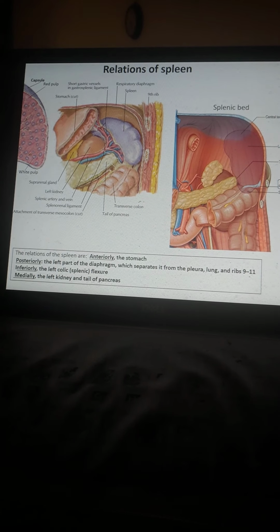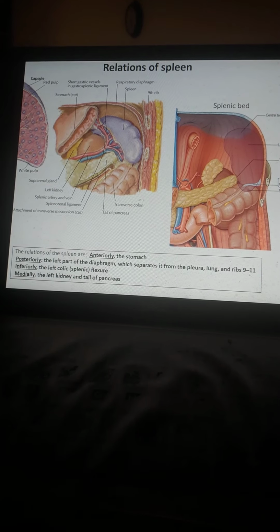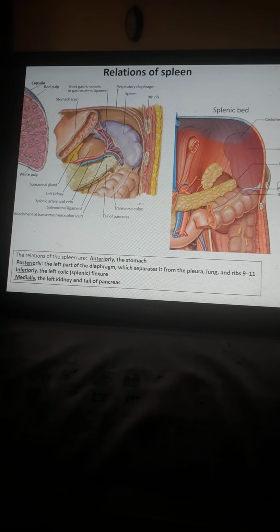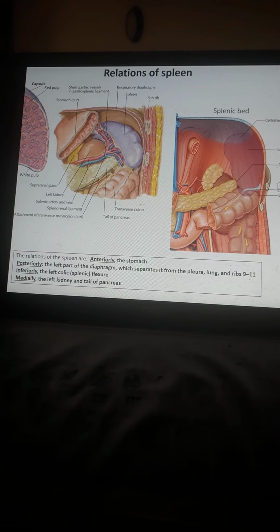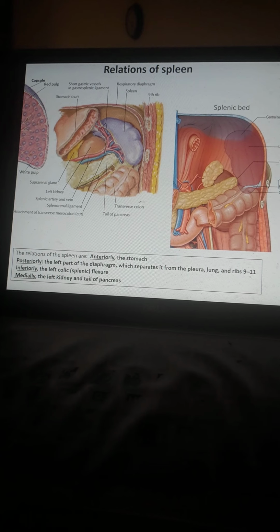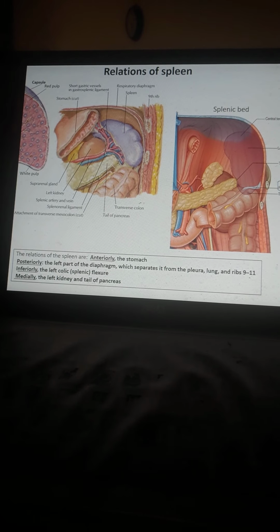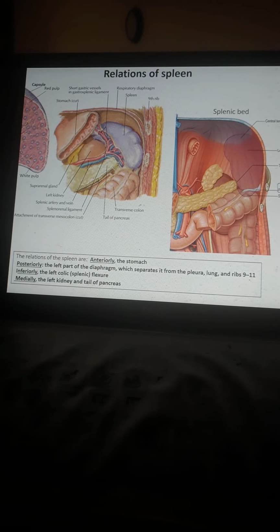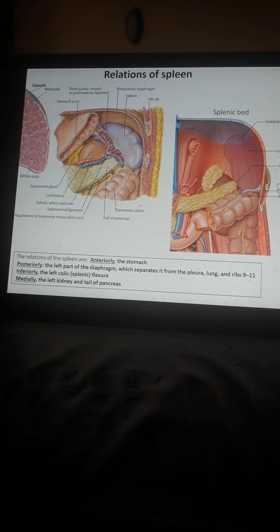It is anteriorly related to the stomach. Here is the stomach here. Here it's already cut. Here is the stomach here. Because it forms part of the stomach bed, the spleen is related anteriorly to the stomach.